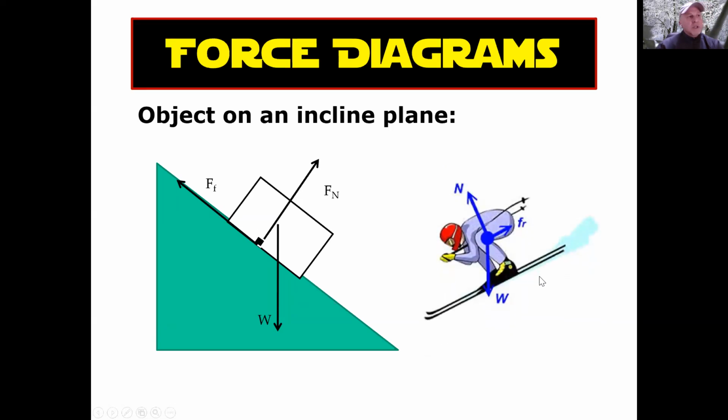Same thing if you're a skier, it's the same forces. Pretty much anything on an inclined plane, you've got the same forces, right? So you've got a box on an incline, or a skier skiing down a hill, that's an incline.